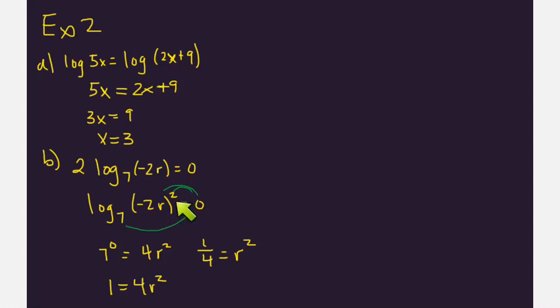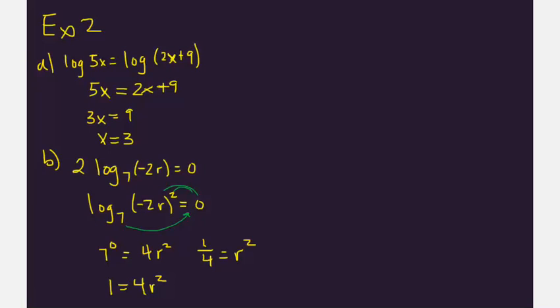Okay, that 2 right there. I squared negative 2 and got 4. And I squared r and got r squared. I squared both parts. This, I said, you take 7, raise it to the 0 power, and it's equal to what's inside. So that's how we come up with this equation.